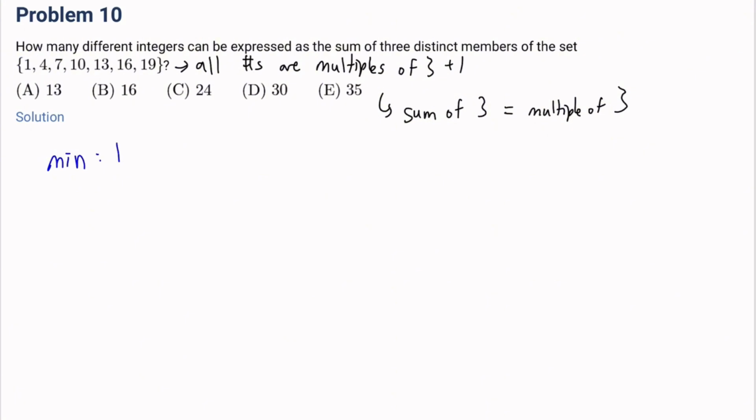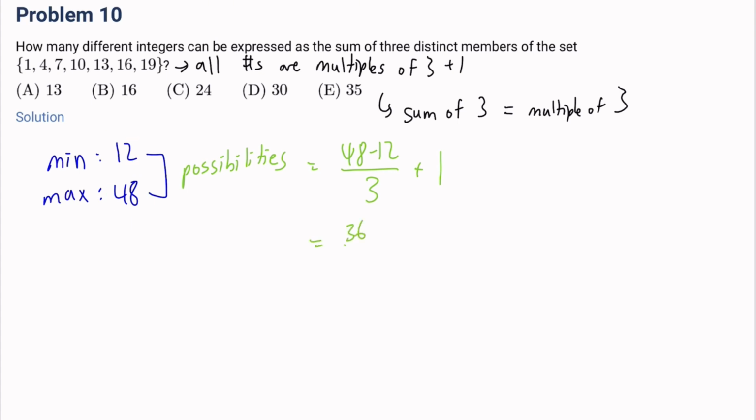so that gives 12, and the maximum is 13, 16, 19, so that gives 48. And so the total number of possibilities equals 48 minus 12 over 3, right? Because they are all multiples of 3, and then we have to add 1 because both 12 and 48 are possible. So this is 36 over 3 plus 1. This is 12 plus 1, which equals 13. So the answer is 13.